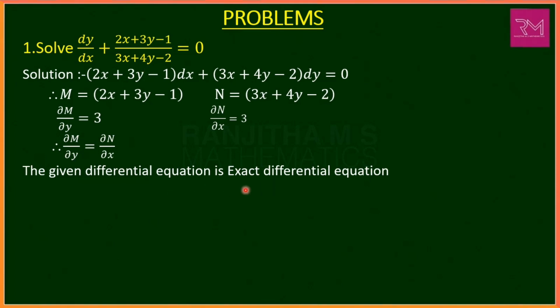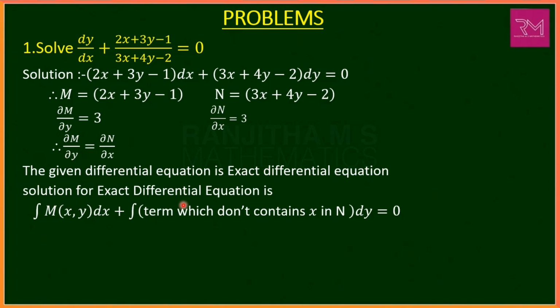Once we have identified that this is an exact differential equation, the next step is to find the solution for this given differential equation. For that, the formula is: the solution for an exact differential equation is given by integral of m of x comma y into dx plus integral of terms which do not contain x in n into dy, which is equal to 0.